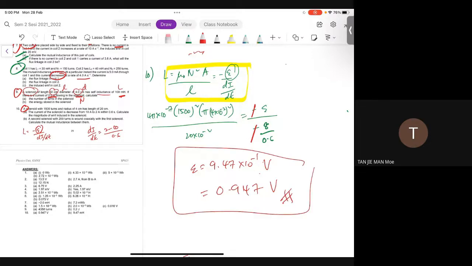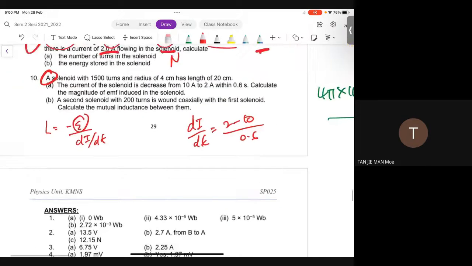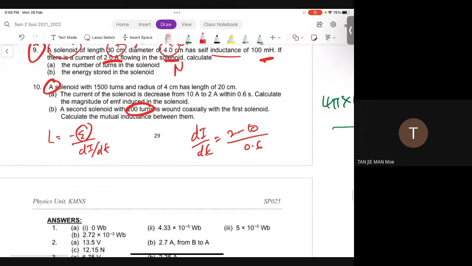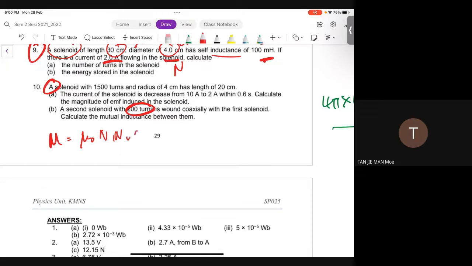Okay, the last question, number B. A second solenoid with 200 turns is wound cyclically with the first solenoid. Calculate the mutual inductance between them. So, they ask you to calculate M. M equals mu naught N1 N2 A over L.